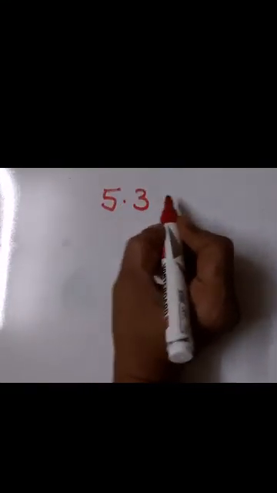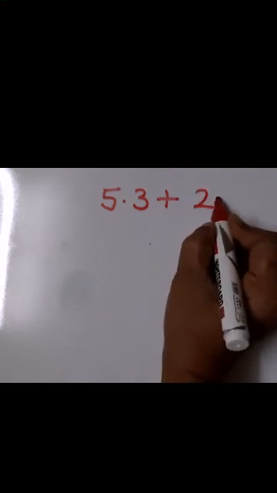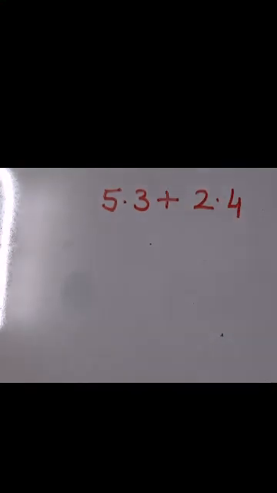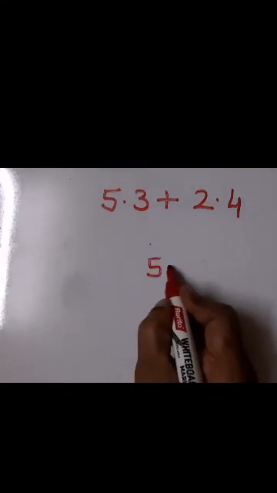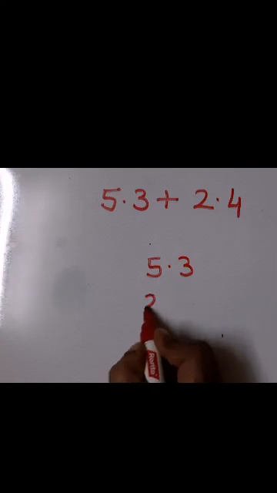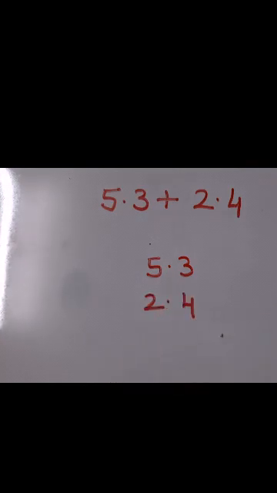Let me see this. Okay, 5.3 add 2.4. So what is my first step children? Yes, I need to write this. Okay, now how am I writing children? These are decimal numbers, so we write one below the other. Can you see? One below the other, and see my decimal point. It has to be exactly one below the other according to their place value.